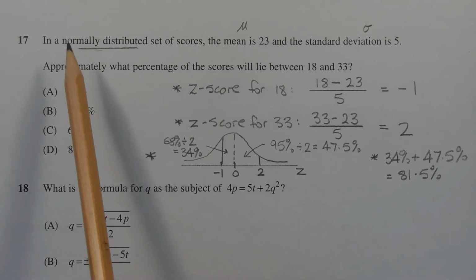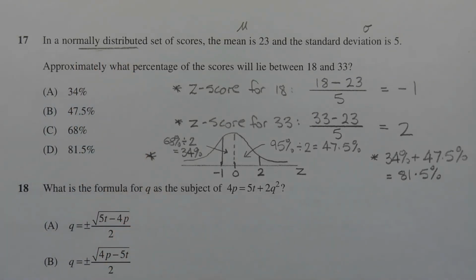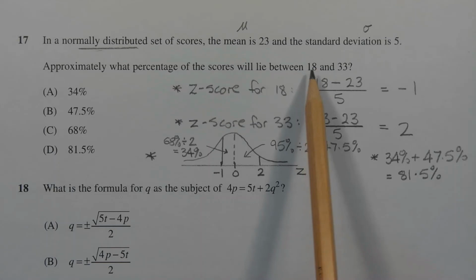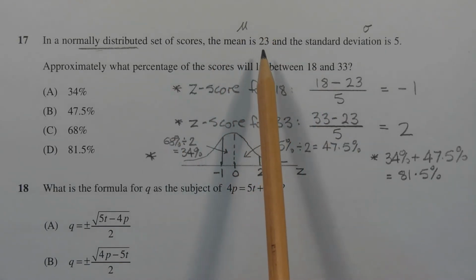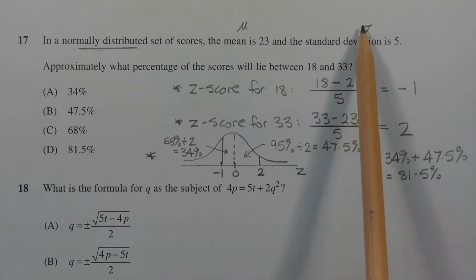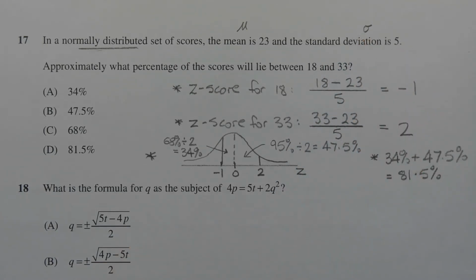Given that the actual scores are normally distributed, we can use z-scores to find the percentage of scores that lie between any two z-scores. So we need to work out the z-scores that correspond to 18 and 33. Now we know that the mean mu is 23 and the standard deviation sigma is 5. So we can use the z-score formula, which is the raw score minus mu over sigma, to find the z-score that corresponds to both 18 and 33.